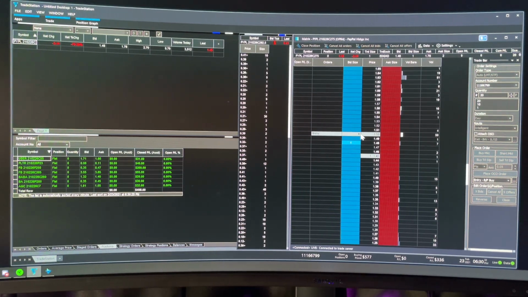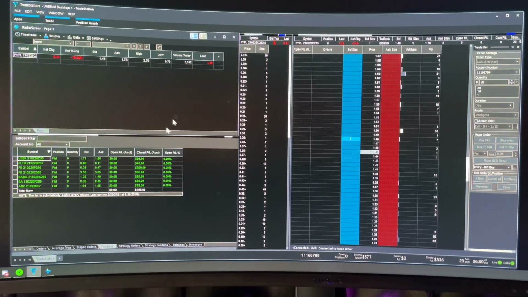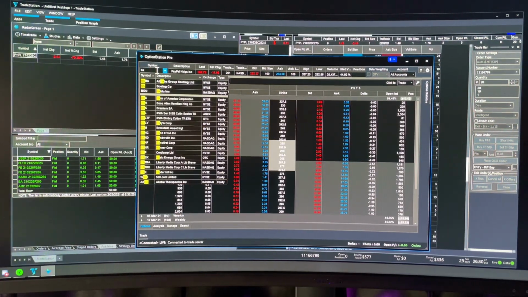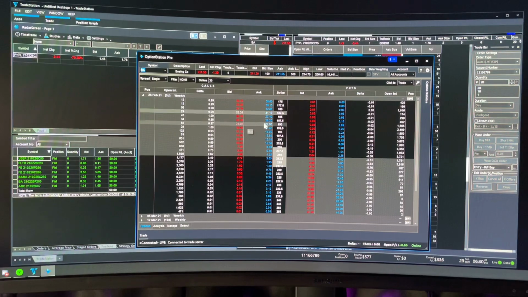So in the morning time, what I usually have is my TradeStation loaded to the left, and then my charts are loaded to the right. So I'm looking at the charts, and then I'm executing the trades via my radar screen. So I'll pull up the contracts in OptionStation Pro, and then I'll load up the contracts. So if I'm looking at a specific stock and it's not on my watch list, I'll just search it here.